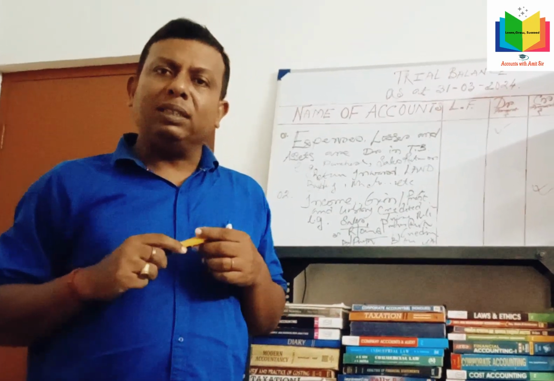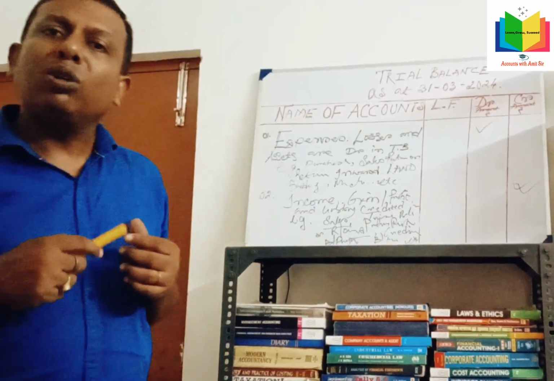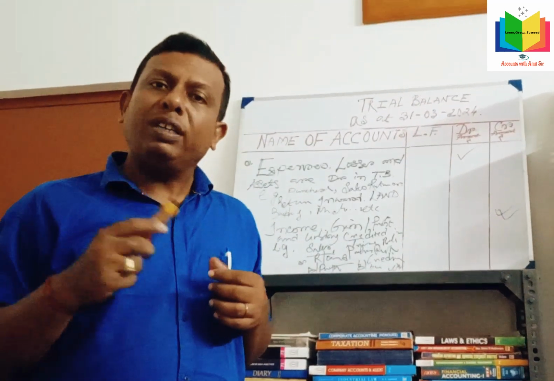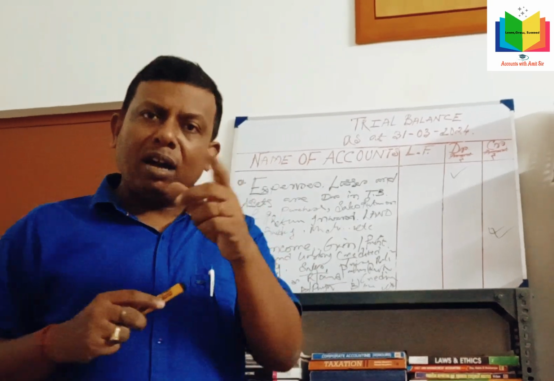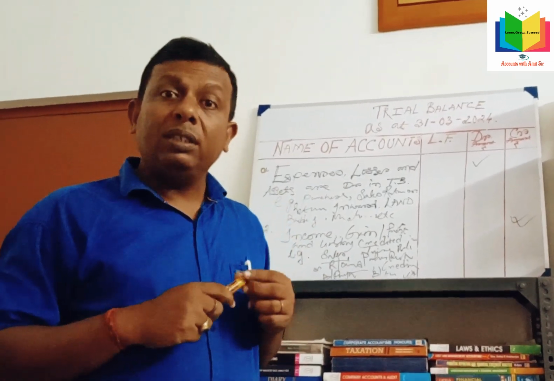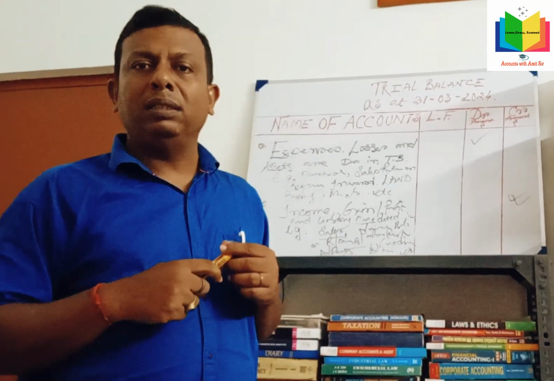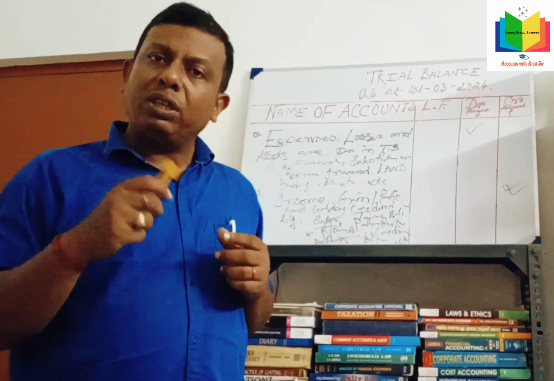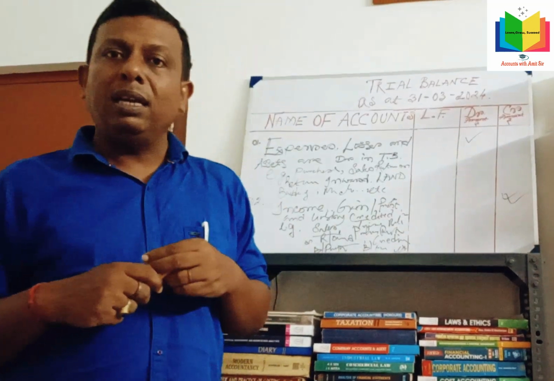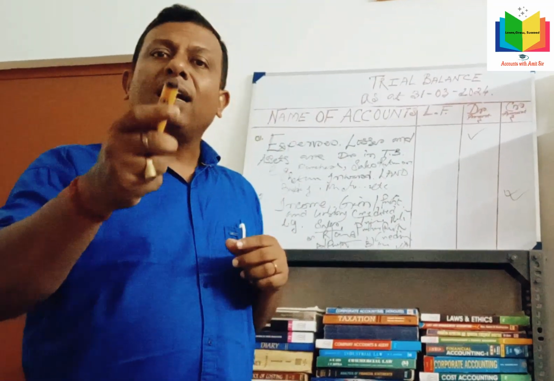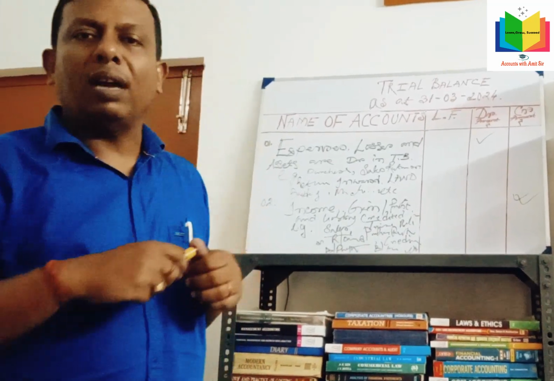Sometimes after preparation, the trial balance does not agree or tally. In that case, we open an account on the difference. This account is called suspense account. It is also known as difference in trial balance. If the trial balance does not tally, an account is opened on the required side, debit or credit. This account is known as suspense account, also known as difference in trial balance.